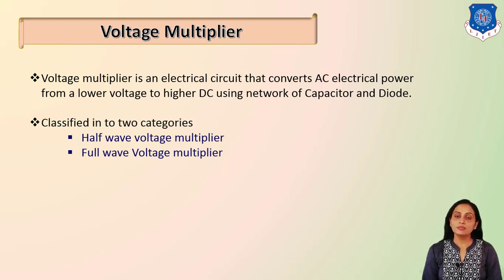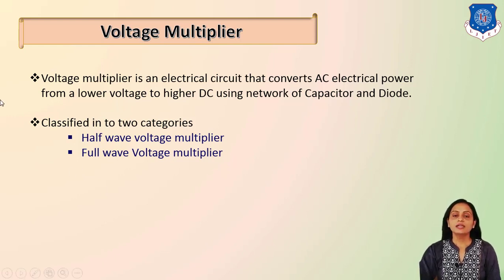So the voltage multiplier is the electrical circuit which takes the input AC power, and the output which we are going to get is the DC signal, but the DC voltage is the boosted one. So we can say the voltage multiplier will provide us the DC voltage in multiplication form.